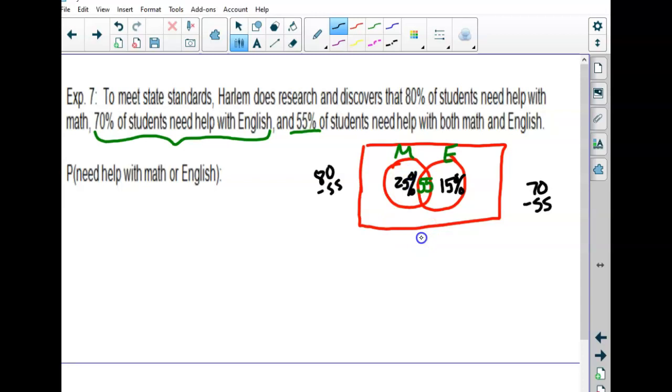Okay, so what is that total? 25, 55, and 15. 95, so only 5% are left over. Is everybody okay? Out of the 100% of students, only 5% said they didn't need help with anything. All right, what is the probability that someone needs help with math or English? Does anybody know what that's asking?